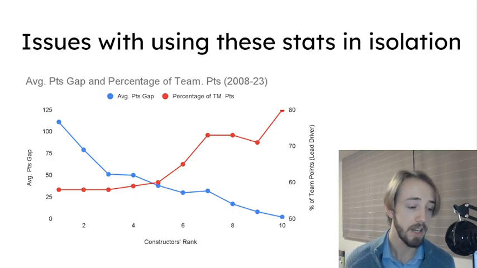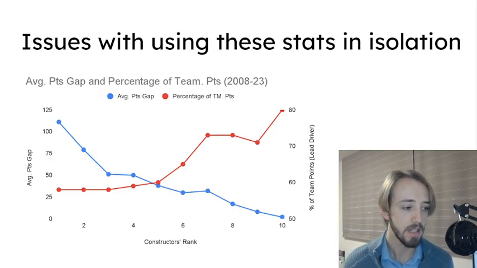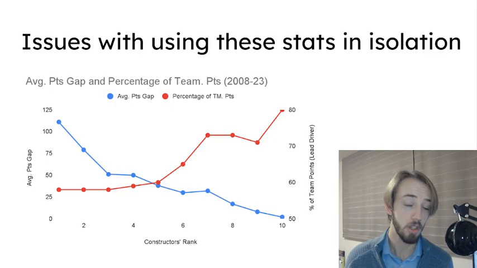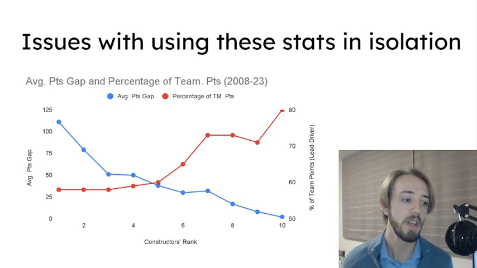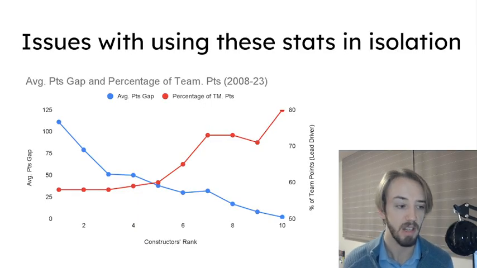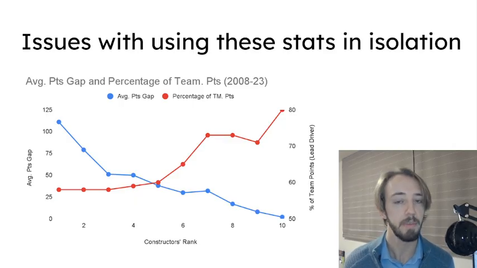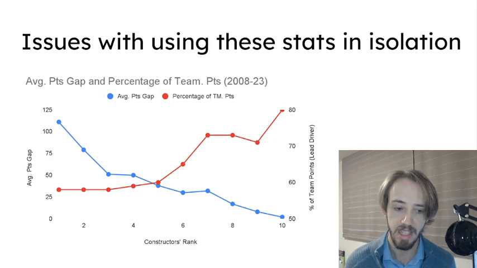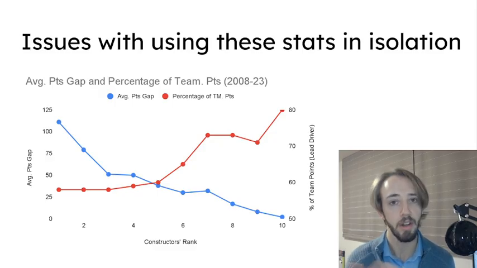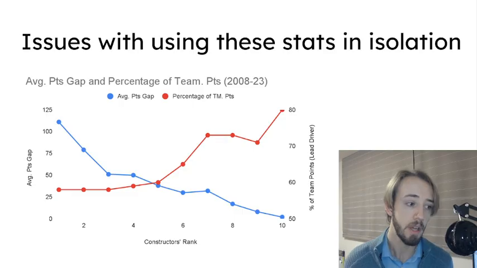Conversely, when you look at the percentages, which is on the right axis, it starts a little bit over 50% and is pretty consistent for the first 3 or 4 constructors positions, and then it goes up very high. By 10th place, on average, the lead driver has about 70 to 80% of the points. So again, there are some issues with using these statistics alone, because depending on where the team is in the constructors championship, how those stats behave will vary quite a bit.